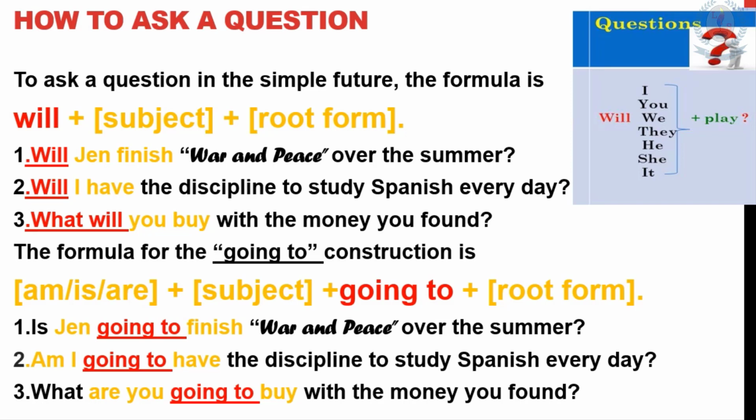So, look at that. The way of making a sentence and also a way of making a question. The formula for the going to construction is: am, is, are, subject, going to, and root form. So am, is, are at the beginning. Is Jen going to finish War and Peace over the summer? Am I going to have the discipline to study Spanish every day? What are you going to buy with the money you found?